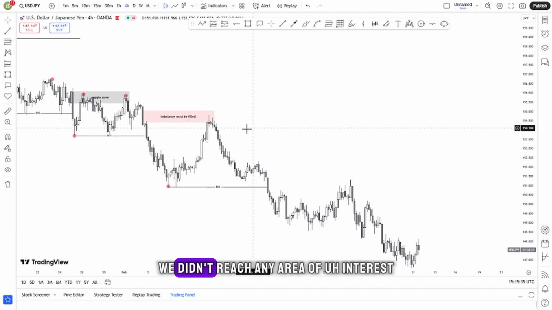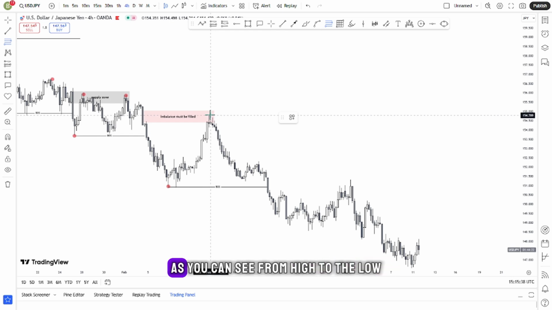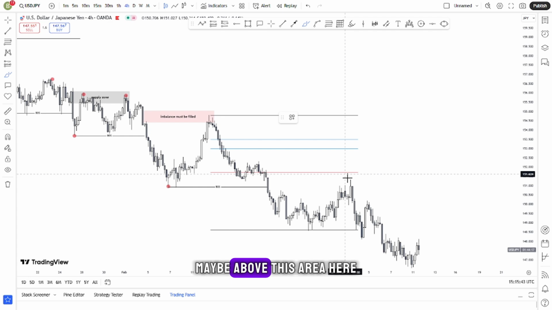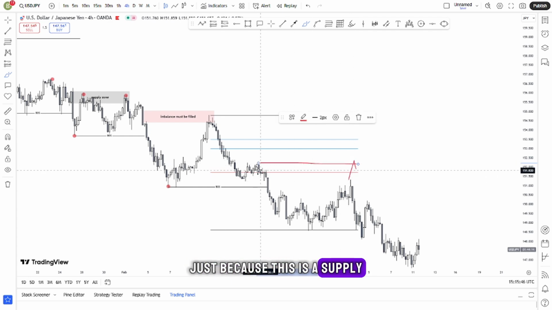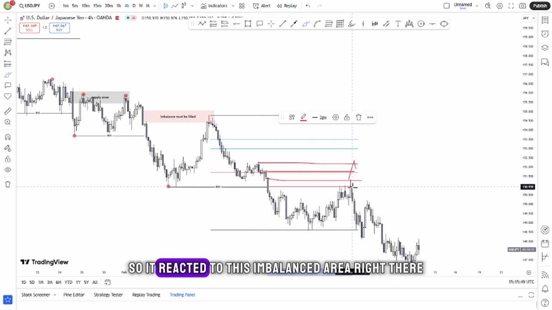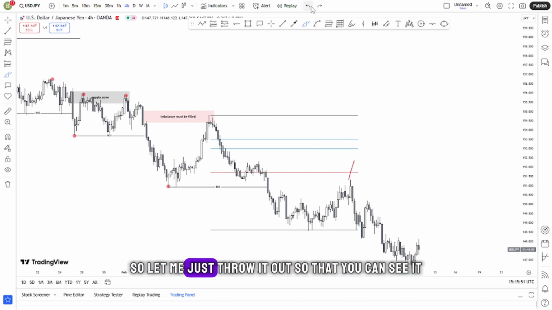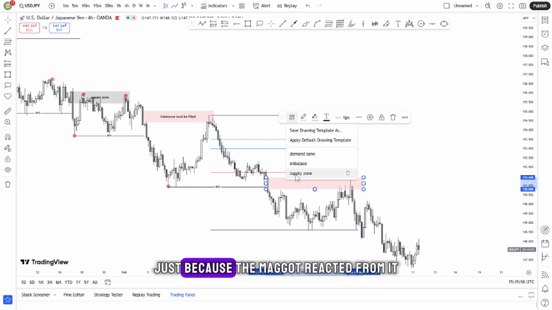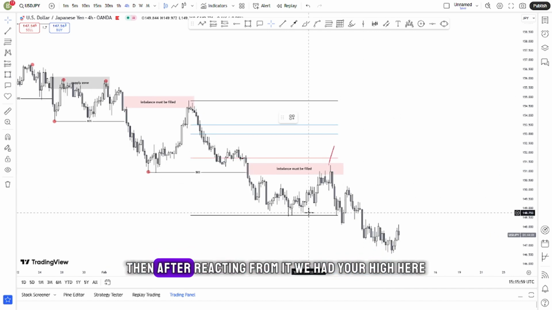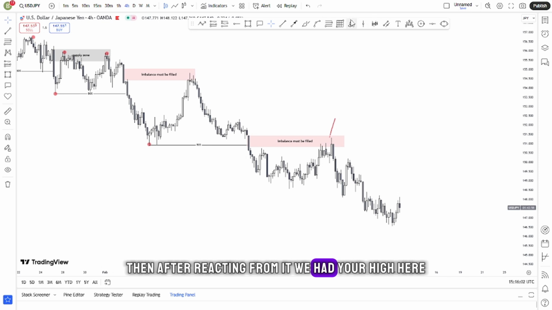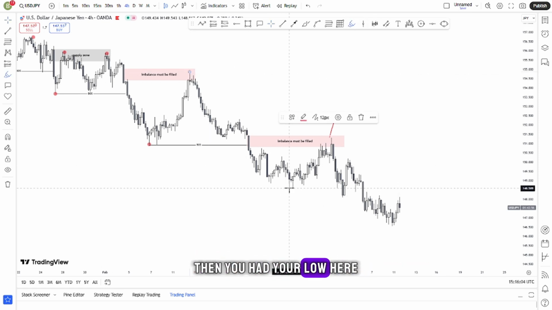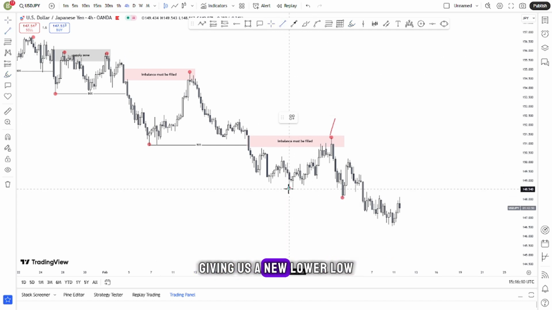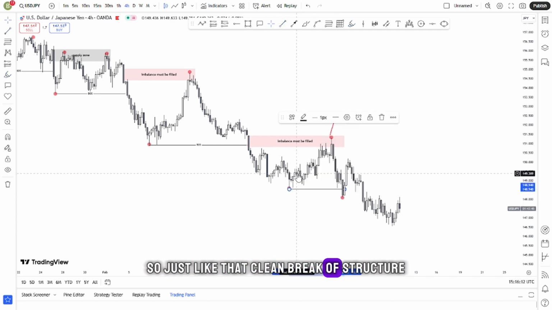So around this point, we didn't reach any area of interest. As you can see, from high to the low, the market had to reach this red line here, maybe above this area here, just because this is a supply, this is an imbalance, so it reacted to this imbalanced area right there. So let me just draw it out so that you can see it. This imbalance here was crucial just because the market reacted from it. Then after reacting from it, we had your high here, then your low here, then a lower high, then you had a new break of structure giving us a new lower low. So just like that, clean break of structure.